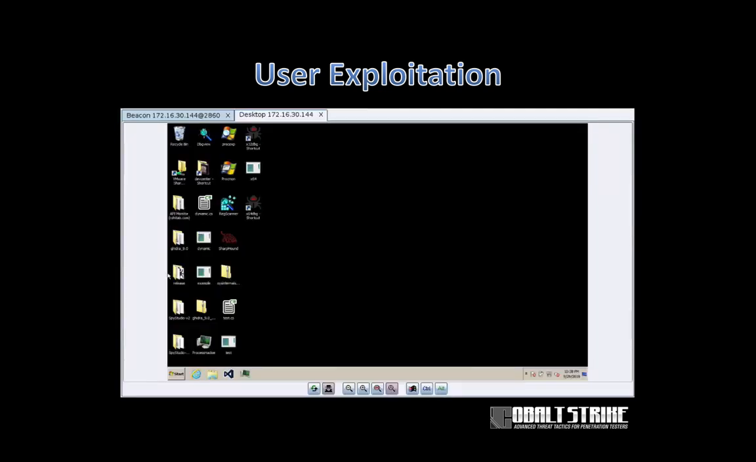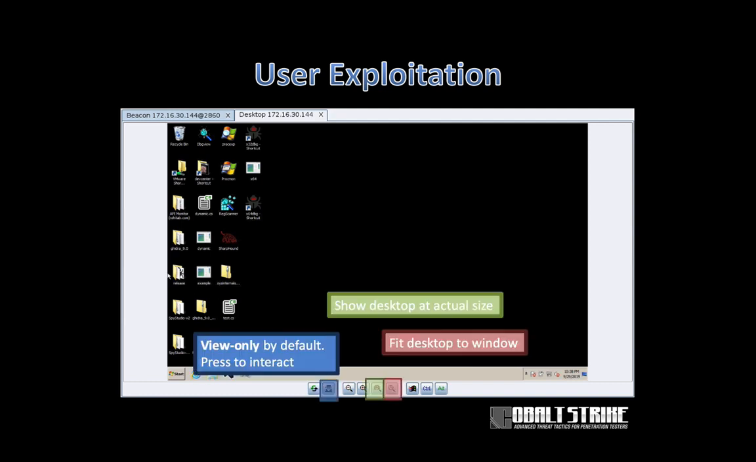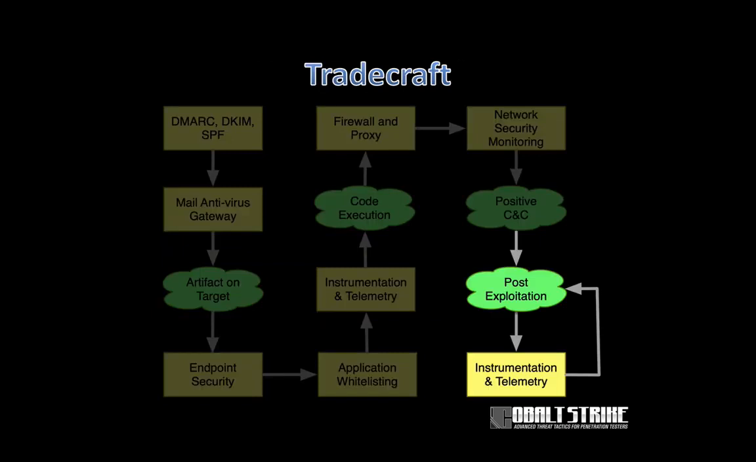Here is the desktop viewer in Cobalt Strike and what it looks like. The button with the spy looking guy and the spy hat is pressed by default. That means the desktop viewer is view only. Click that button again and you will be able to interact with the desktop. Use the different magnifying glass options to change the zoom level or size of the desktop as it's presented in your Cobalt Strike tab.